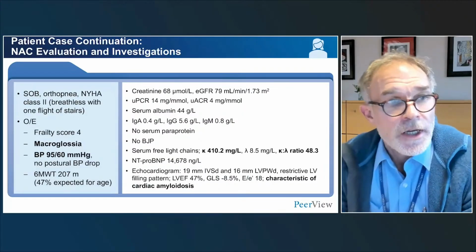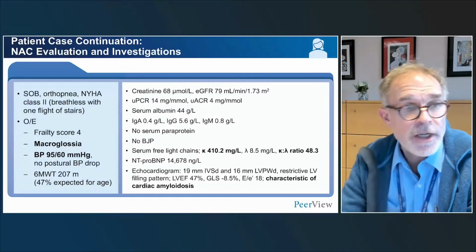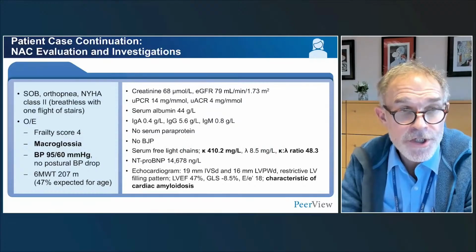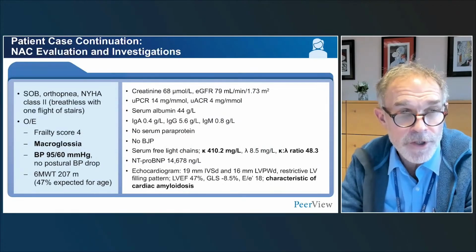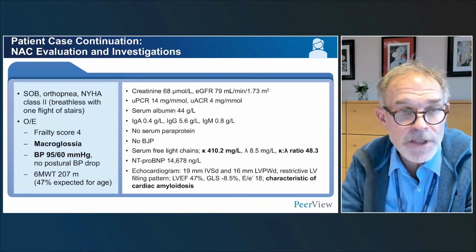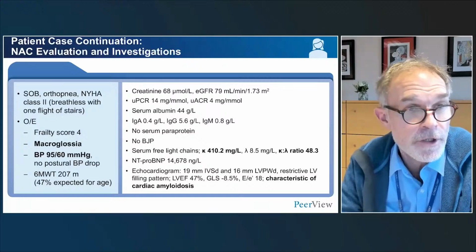She was in NYHA functional class 2. Her examination showed a clinical frailty score of 4. She had macroglossia on clinical examination, and she was hypotensive with a blood pressure that you can see there. There was no postural blood pressure drop. Her 6-minute walk test was 207 meters, which is 47% of that expected for a woman of her age.